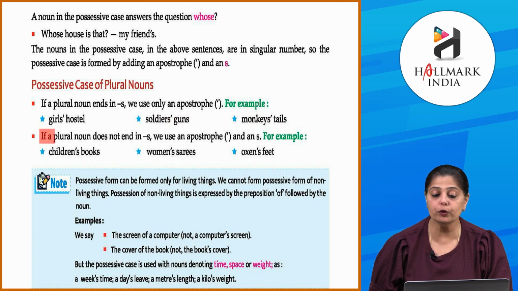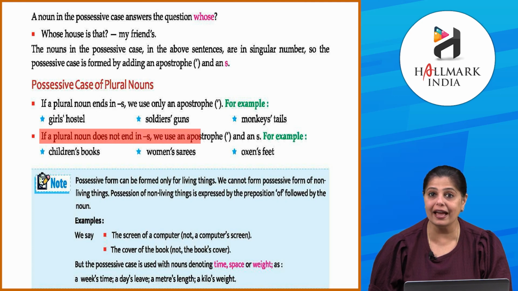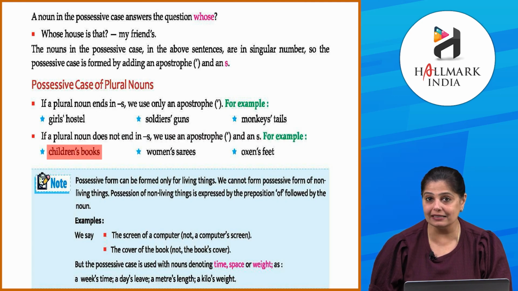Now, if a plural noun does not end in s, we use an apostrophe and then an s. Okay, for example, children's books. अब यहाँ पे n से end हो रहा है. Although it is a plural word, but is ending with n. So we'll put an apostrophe s. Women's saris. Oxen's feet. Clear?